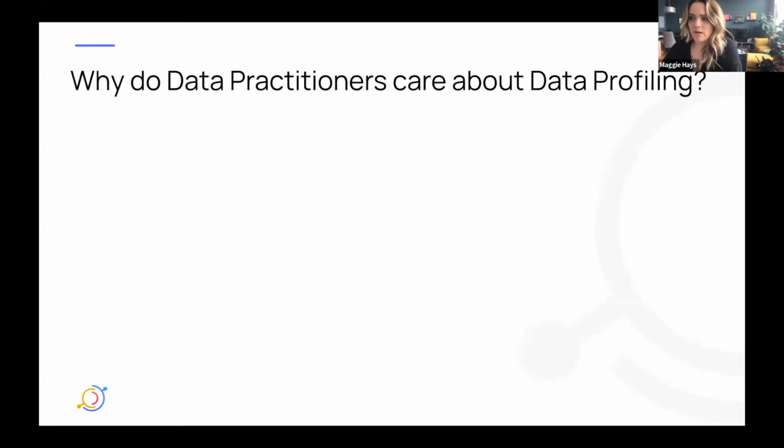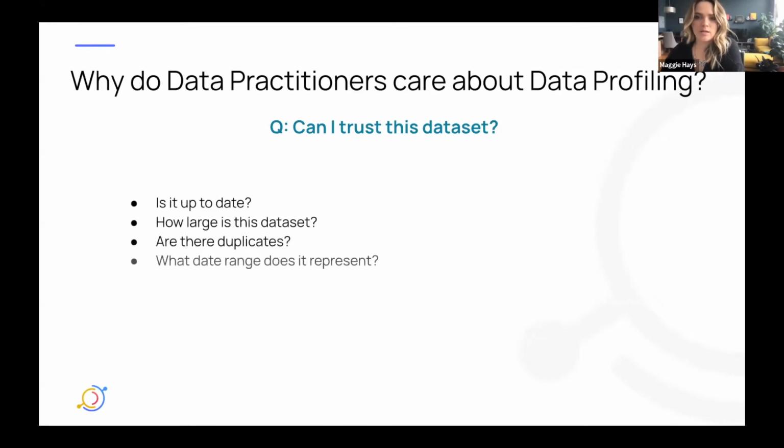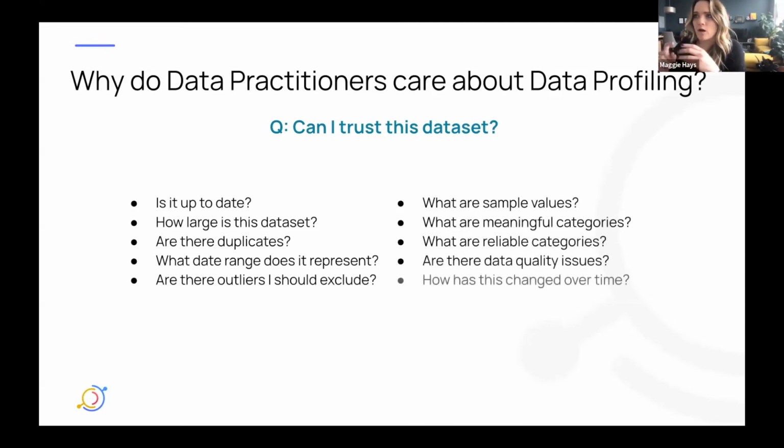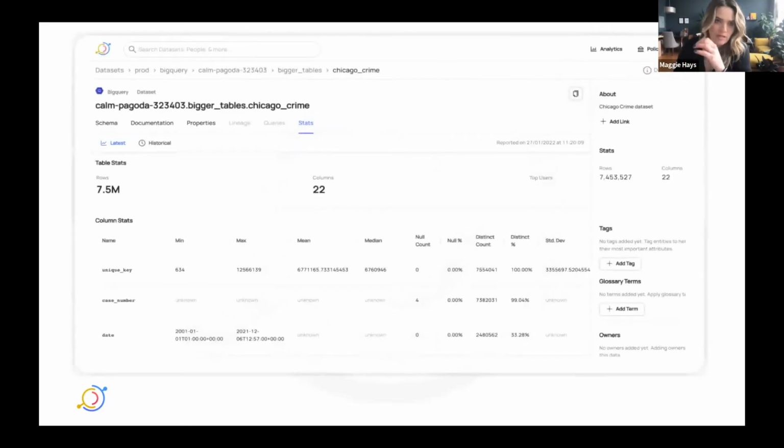Why do we care about data profiling? I think the main driver here is answering questions around, can I trust this data set? Is it fresh? How large is it? Are there dupes I need to worry about? Are there null values I need to worry about? What's actually meaningful about this? So what character column is going to be a unique identifier versus a categorical variable that I can pivot the data around? How has this data changed over time? Is it consistent? Are there time series issues I need to think about? And a lot of these can be answered just looking at the stats page in a dataset entity in DataHub.